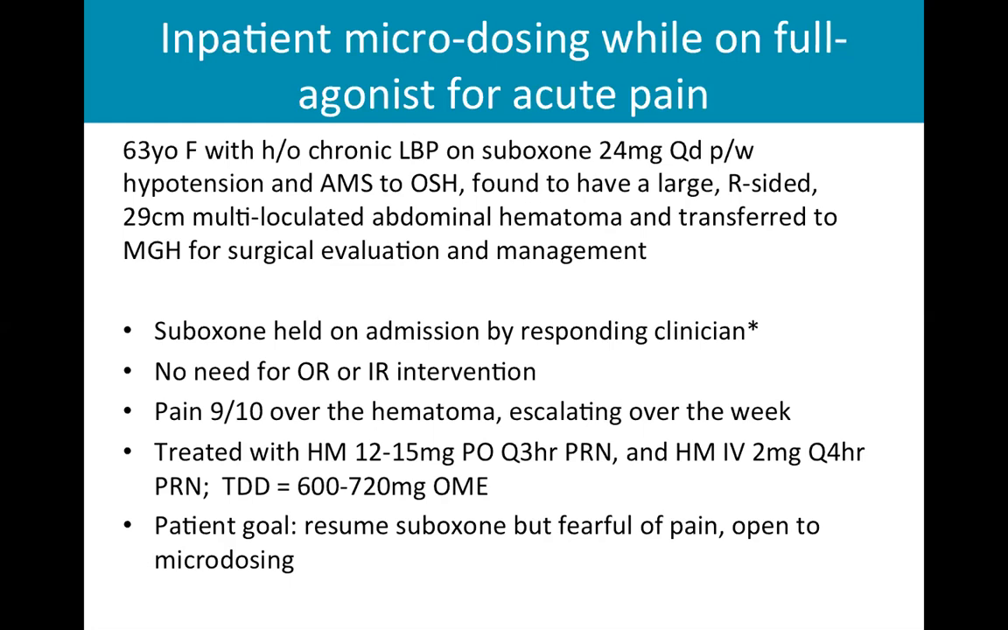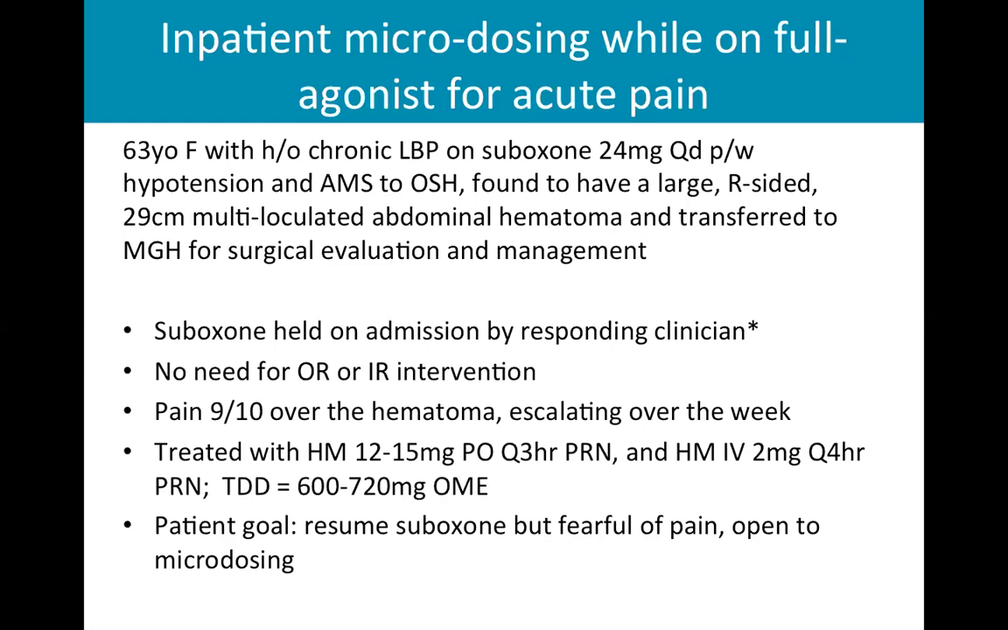Regardless, this patient had escalating pain over the week at the site of the hematoma. They were on this regimen of hydromorphone, 12 to 15 milligrams orally every 3 hours PRN, which they were essentially taking 15 Q3 around the clock. And for breakthrough, IV hydromorphone Q4 PRN, which they were also taking essentially Q4 around the clock. And so you'll see that over the time that they're here, they were essentially constantly around 600 to 720 milligrams of oral morphine equivalent. Their goal at the end of all of this was to resume Suboxone.